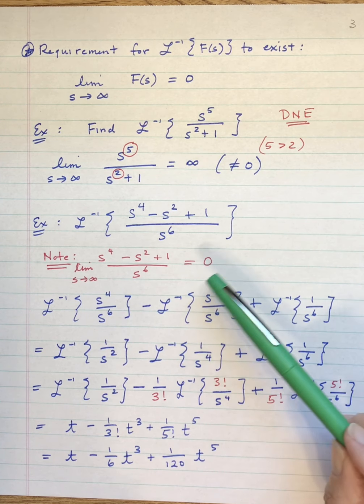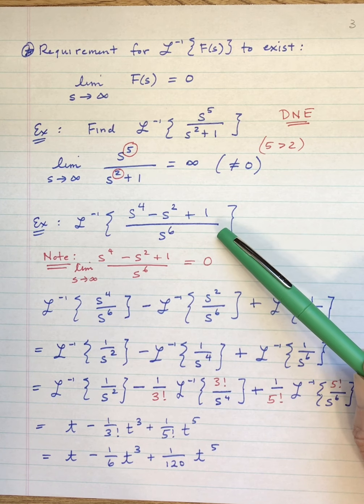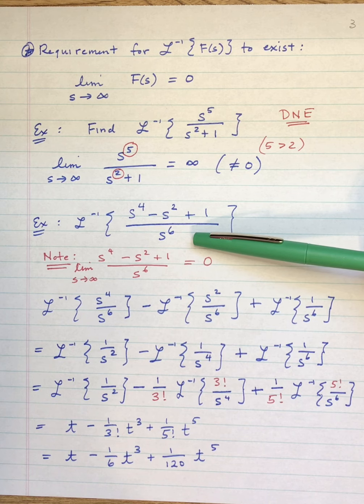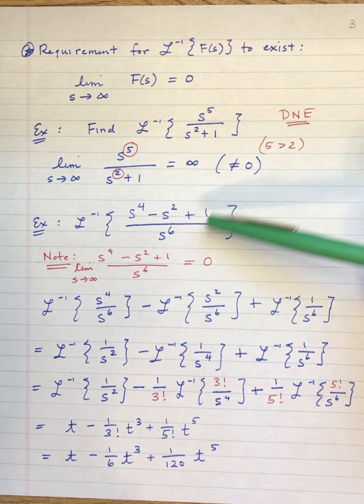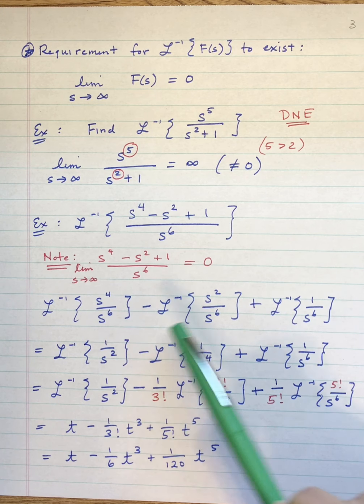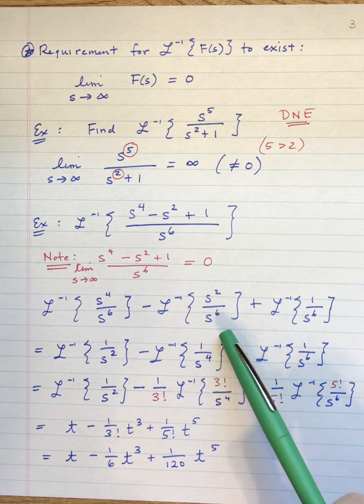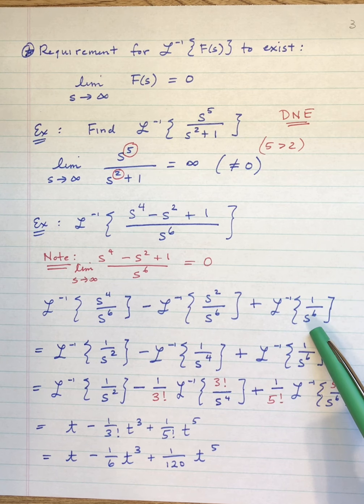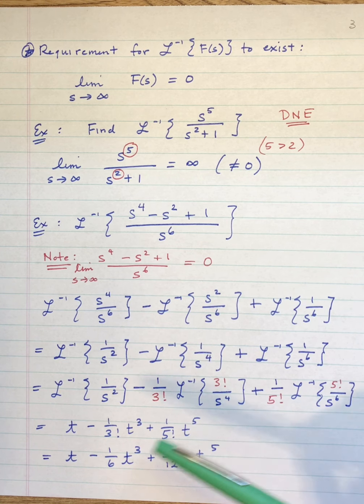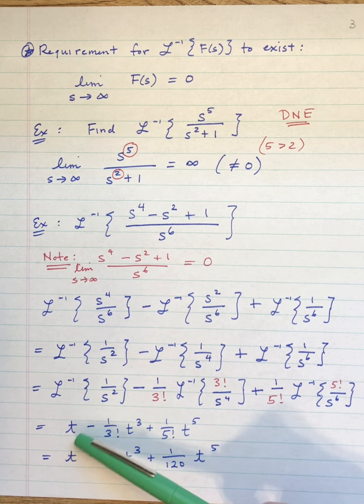Now, what do we know about this? This just has a complicated numerator over a really simple denominator. You can just write it as 3 different fractions. S to the 4th over s to the 6th minus s squared over s to the 6th plus 1 over s to the 6th. Now all of these are like problems you saw in the table of Laplace transforms. You have to change the format just a little bit. That one's easy. That one's just t.